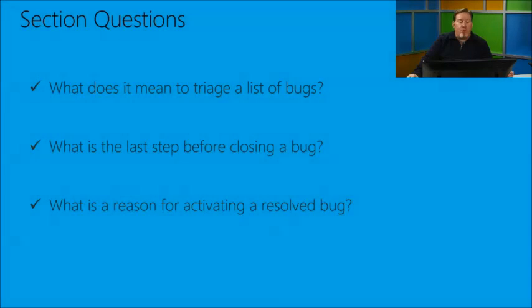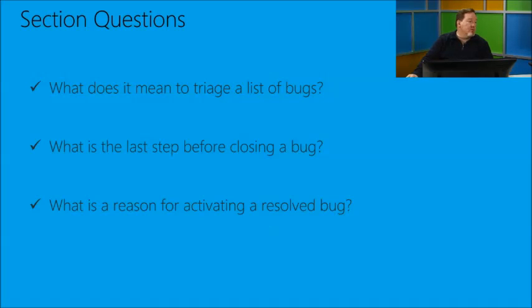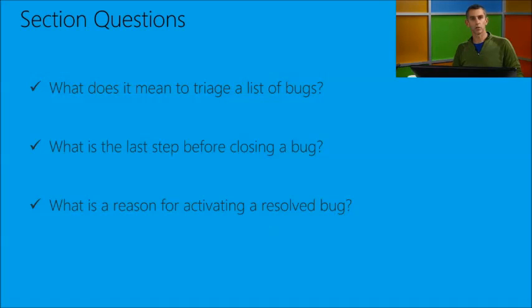So let's go ahead and move forward with our section questions. That ends our section and also ends the module. But what does it mean to triage a list of bugs? That means to review with the dev, test, and PM, assign priority, and the resource that's going to resolve that. And then what is the last step before closing a bug? That's verifying the fix. And then finally, what is the reason for reactivating a resolved bug? You'd reactivate a resolved bug if, as the tester, you didn't agree with the fix or you felt like there was more work to do.